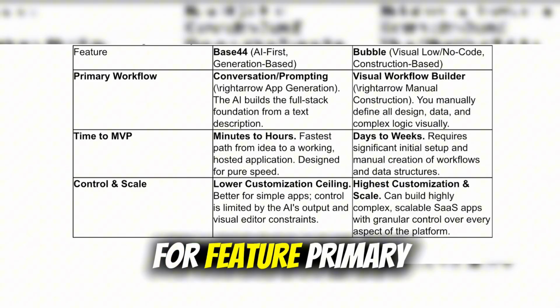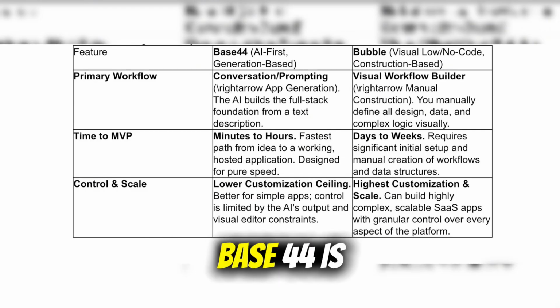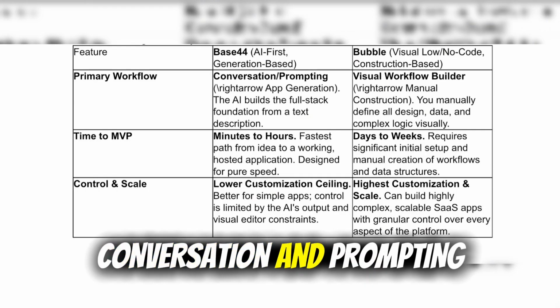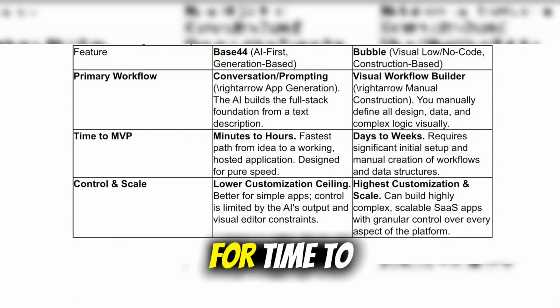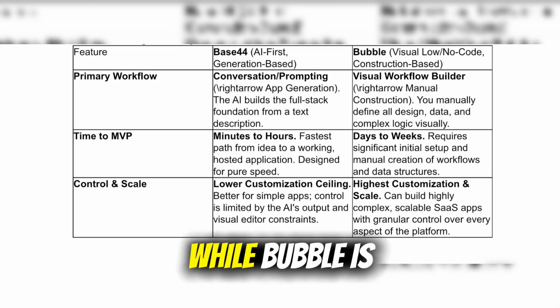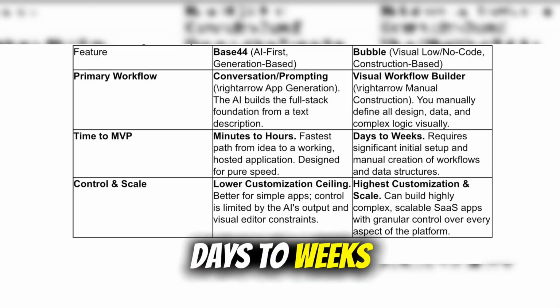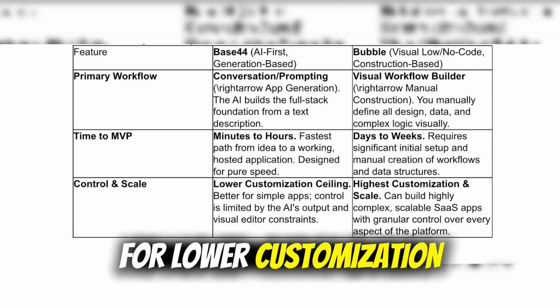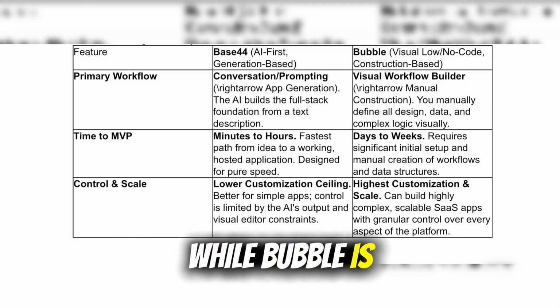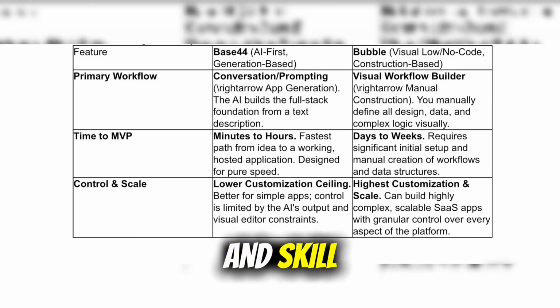For feature, primary workflow, Base44 is conversation and prompting, while Bubble is for visual workflow and builder. For time to MVP, Base44 is minutes to hours, while Bubble is days to weeks. On control and scale, Base44 has a lower customization ceiling, while Bubble has the highest customization and scale.